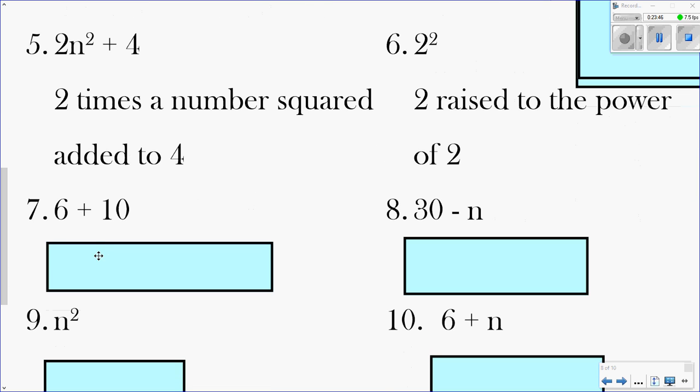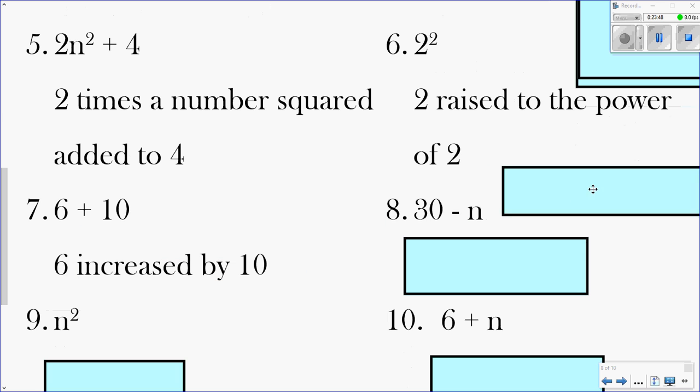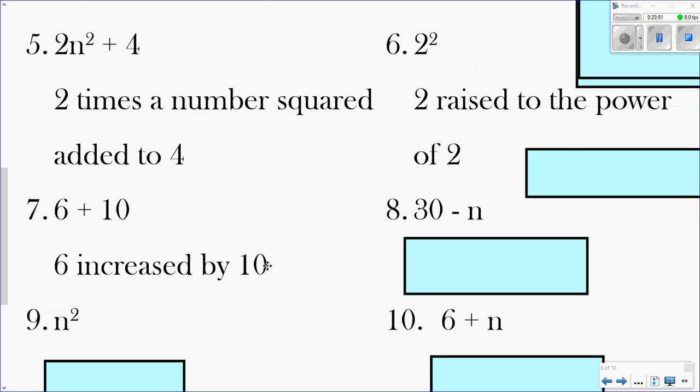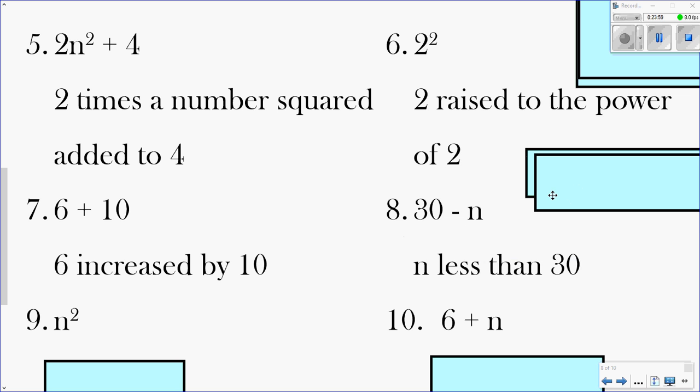You just add in 2 numbers. This should be easy. 6 plus 10, or 6 increased by 10, the sum of 6 and 10. This one you could write in other ways too. You could say n less than 30, or 30 minus n, 30 decreased by n, or 30 diminished by n. There's many ways.